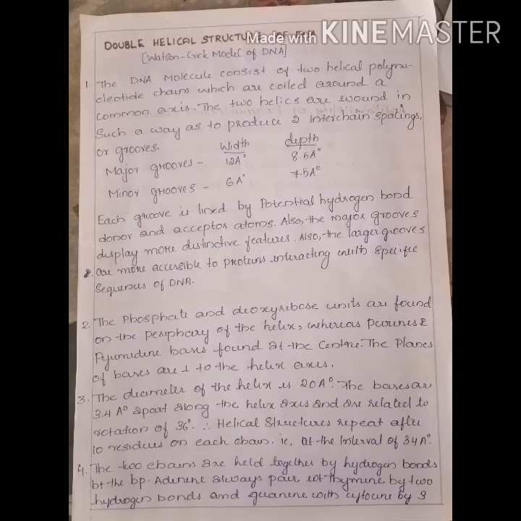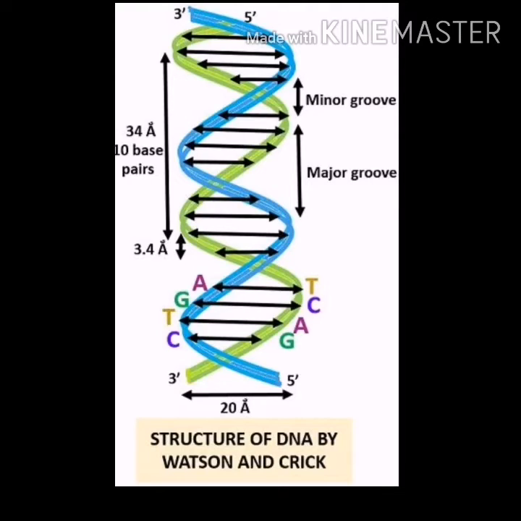The salient features of the Watson and Crick model of DNA. First point, the DNA molecule consists of two helical polynucleotide chains which are coiled around a common axis in the form of a right-handed double helix. The two helices are wound in such a way as to produce two interchain spacings or grooves, a major or wider groove having a width of 12 angstrom and depth of 8.5 angstrom, and a minor or narrow groove having a width of 6 angstrom and depth of 7.5 angstrom.